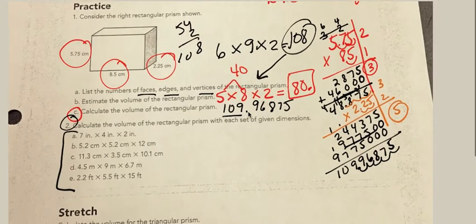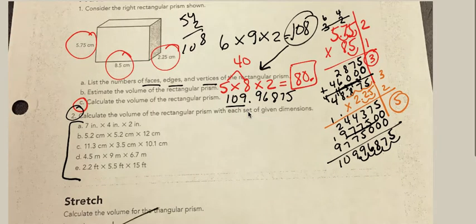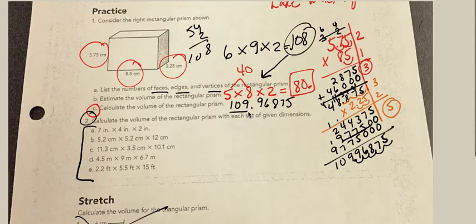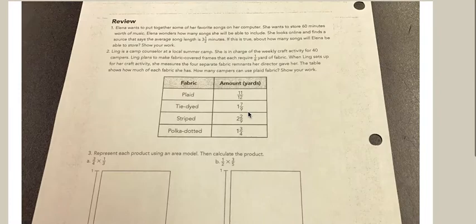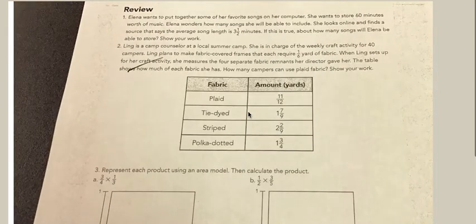So I do see decimals again. You do not need to do the stretch. So remember, for part A, let's go back up to part A. You're going to do 7 times 4 times 2 and get your answer. And then the rest of them have some decimals. On the back side, you do not need to do 1 and 2.